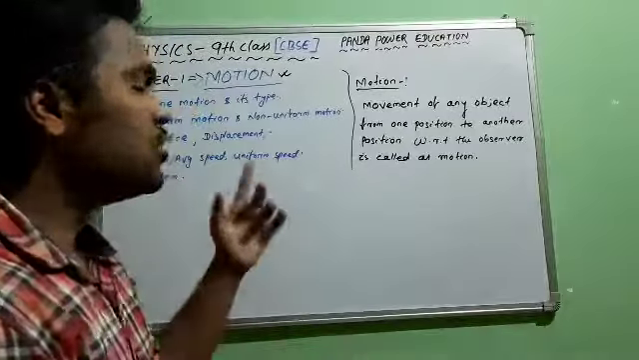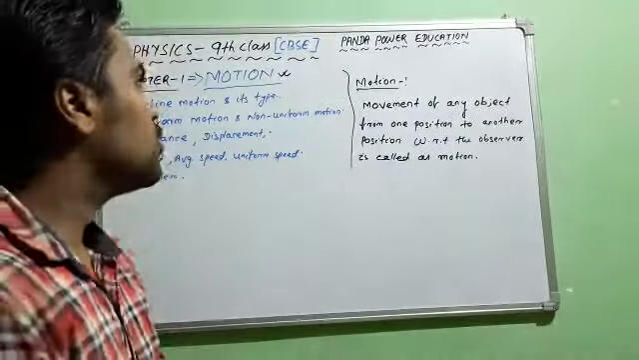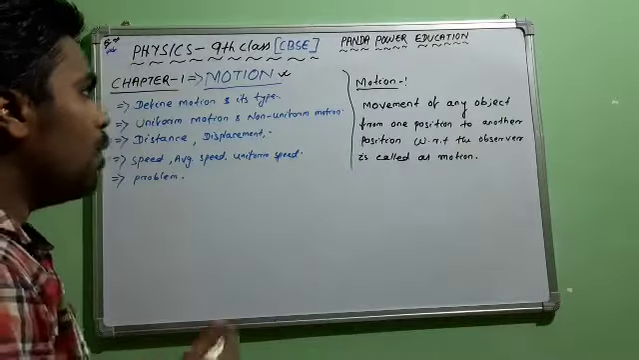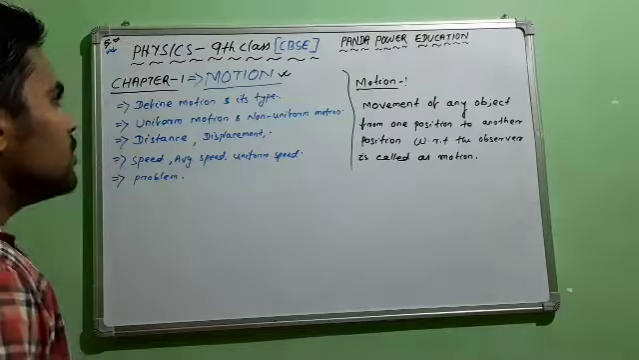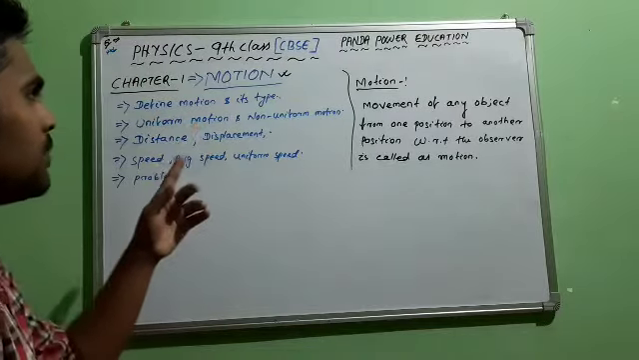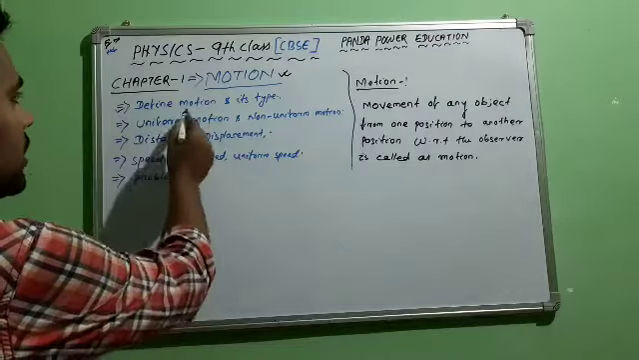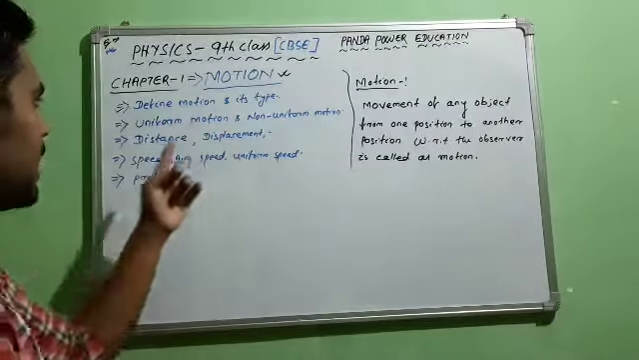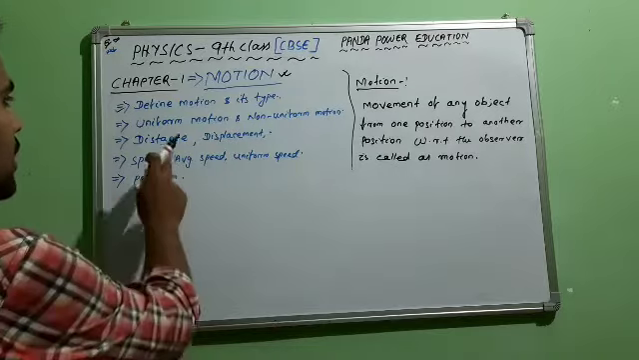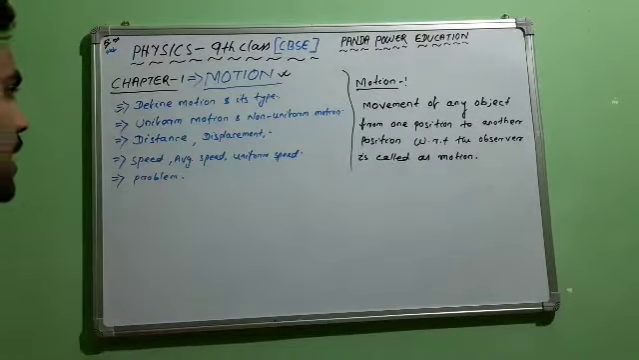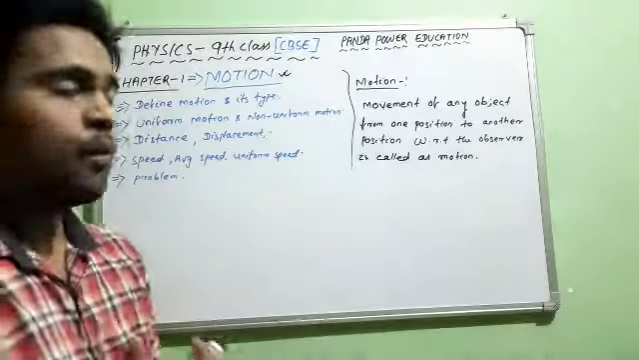Okay, so it is your basic chapter in your physics, so that motion we require. So in this class, first lecture, we discuss the definition of motion and its types, and uniform motion and non-uniform motion, distance, displacement, speed, average speed, uniform speed, and regarding some problems.